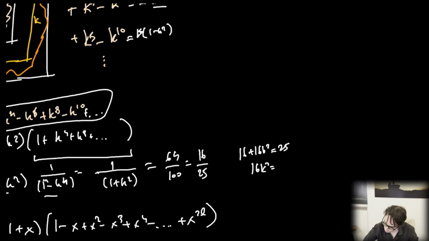16k squared is equal to 25 minus 16, which is 9. k squared is equal to 9 over 16. And then k is equal to 3 over 4. Why is it not negative 3 over 4?